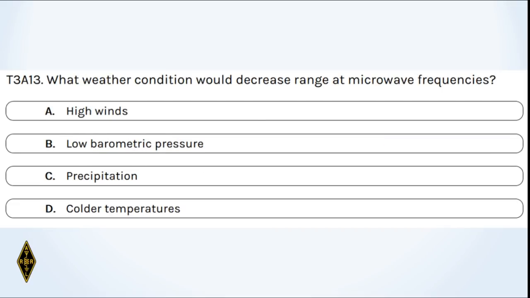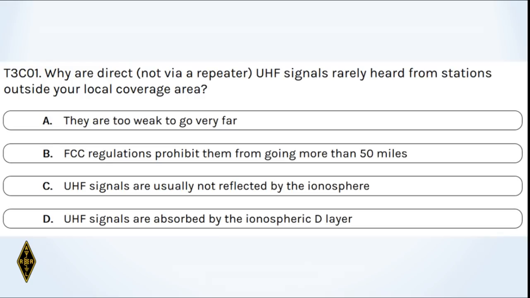And what weather condition would decrease range at microwave frequencies? Microwave, that NBC satellite system, precipitation. And why are direct, not via a repeater, UHF signals rarely heard from stations outside your local coverage area?